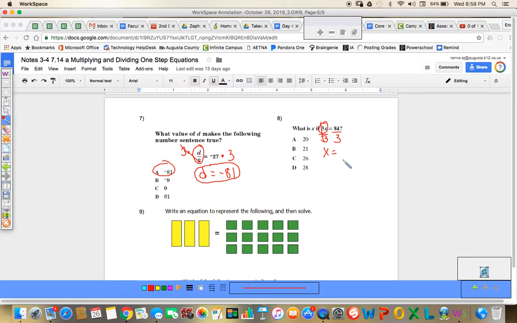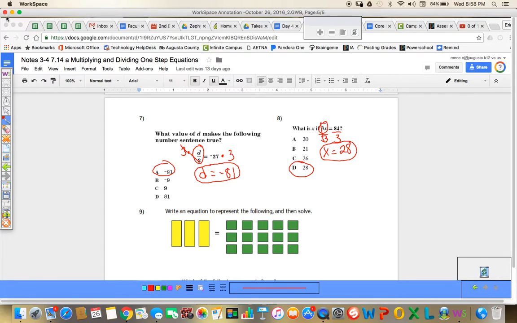84 divided by 3 is in fact 28. So x equals 28. Now, even though I'm not going to show my check, I still have to make sure my answer is correct. So I can double check it in my calculator if I need to. So I'm going to do 3 times my answer, since number in front of letter means to multiply. So 3 times 28 gives me 84. So the correct answer is in fact 28. So I'm going to circle choice D.